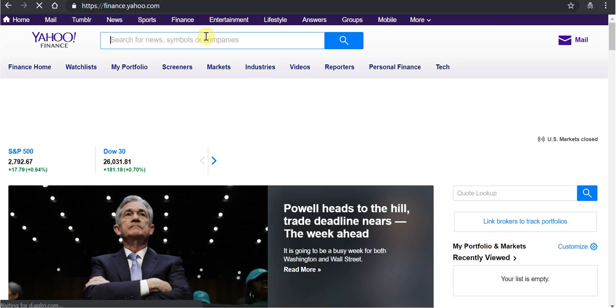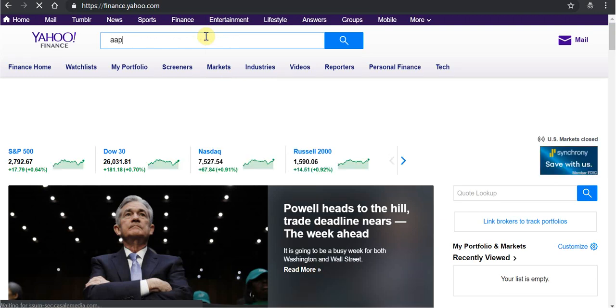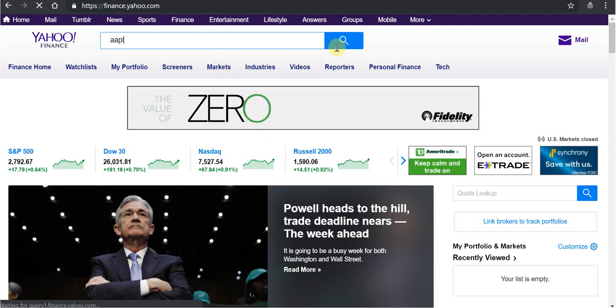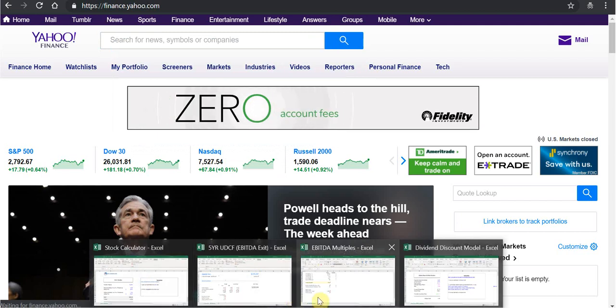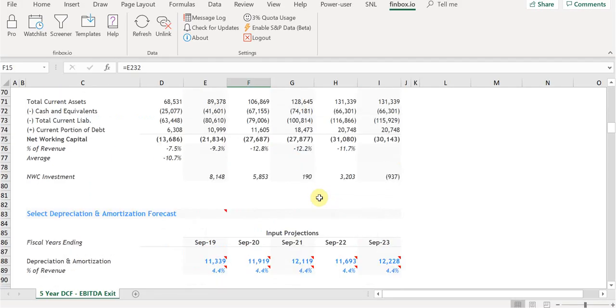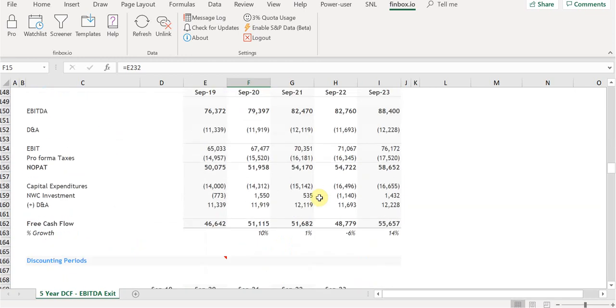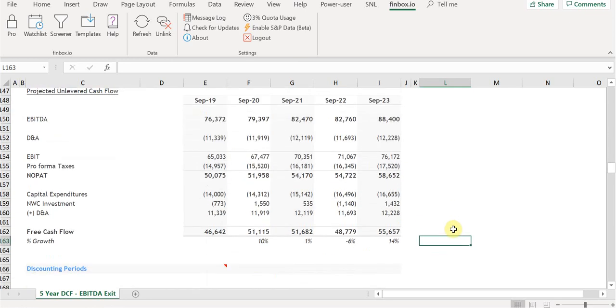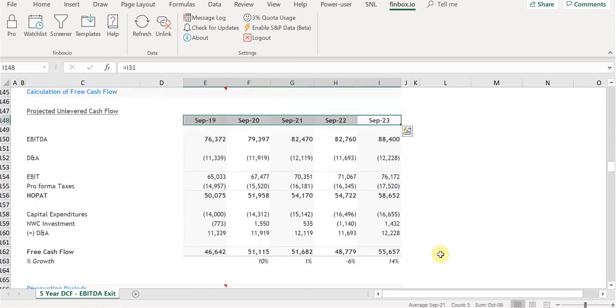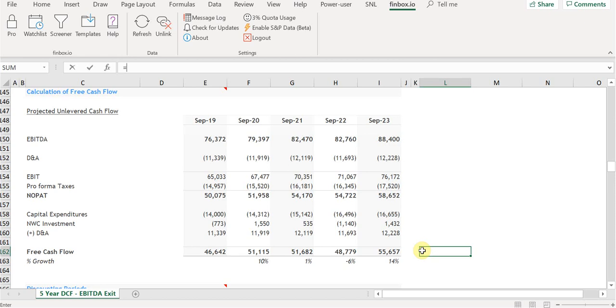Just for ease, let's go to Yahoo Finance. In terms of free cash flow, even though EBITDA is supposed to decline, you see a similar trajectory in terms of free cash flow. So let's do a quick CAGR on the free cash flow.